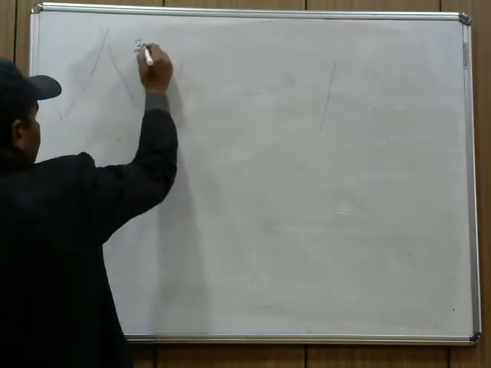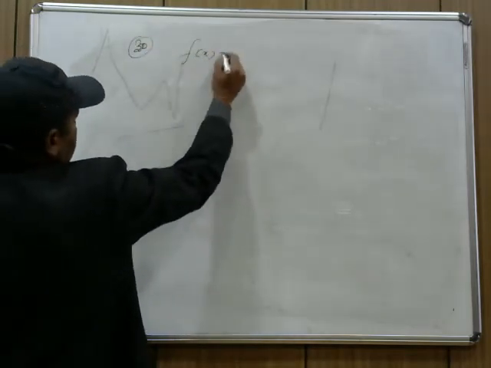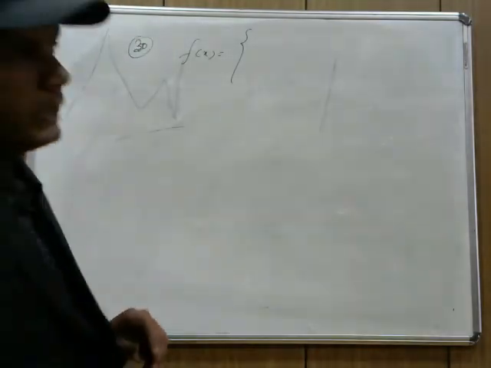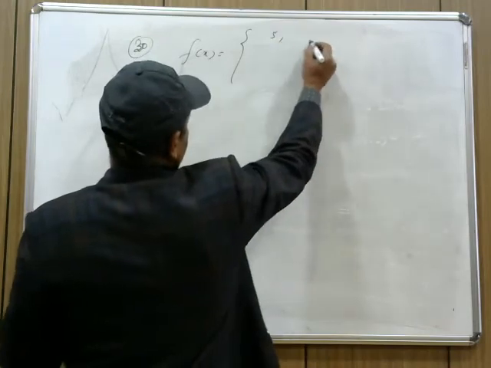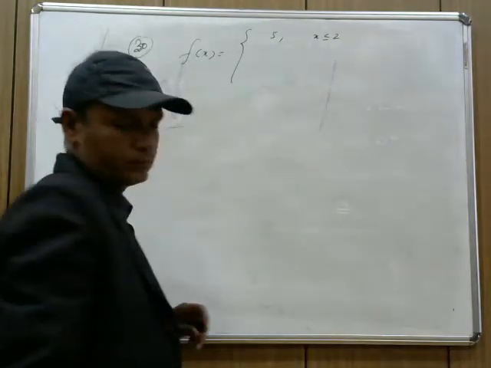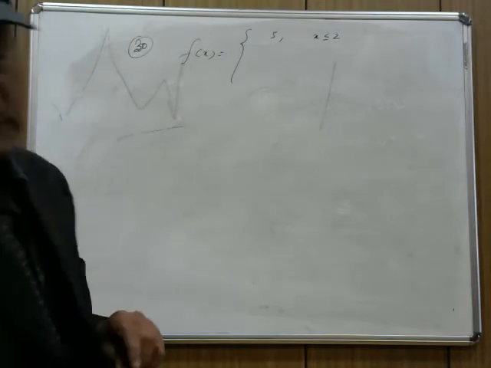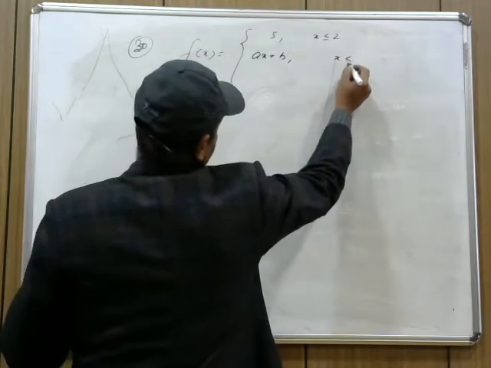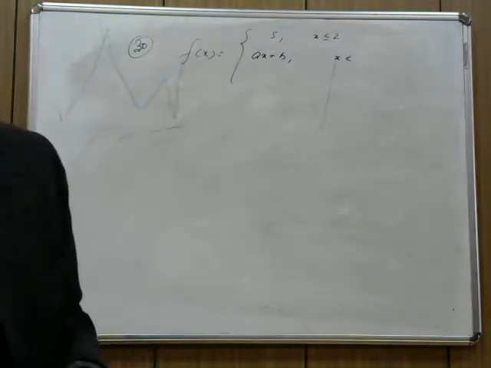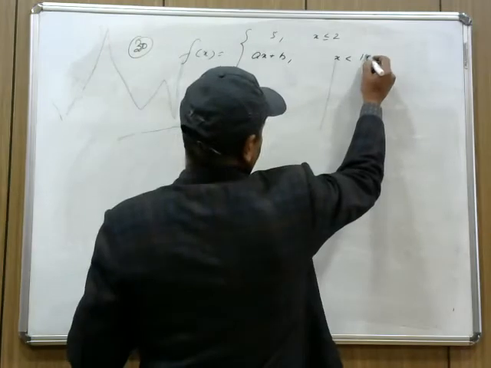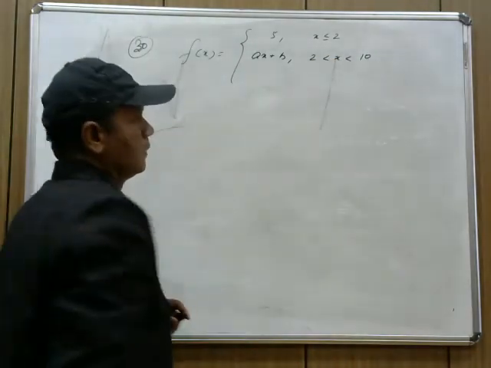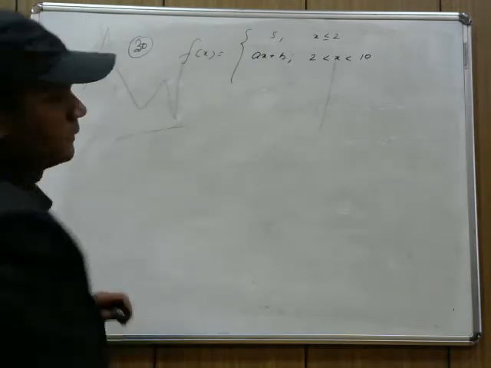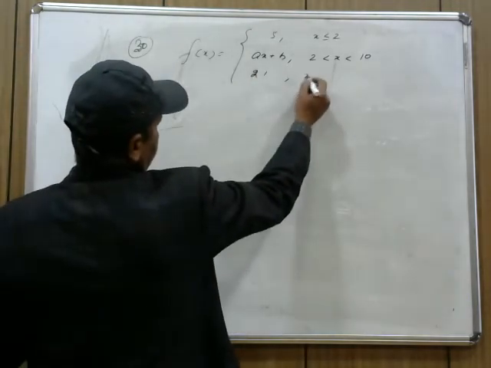Question number 30. f of x is equal to 5 when x is less than or equal to 2. The second part is ax plus b, provided x is less than 10 and greater than 2. And the third part of the function is 21 when x is greater than or equal to 10.